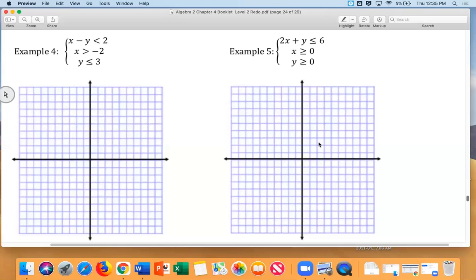Would this be on the lines you're drawing out for the fourth one? It's going to look something like that.